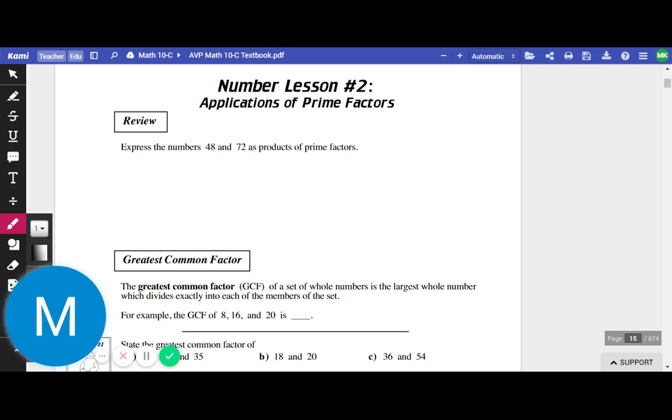Awesome. Then what we did was something called prime factorization. We kind of blended the two ideas together, and we took numbers and broke them up into only prime numbers multiplied together. And we called that a product of prime numbers. That's what we're going to review right now. So we're going to write 48 and 72 as a product of prime factors.